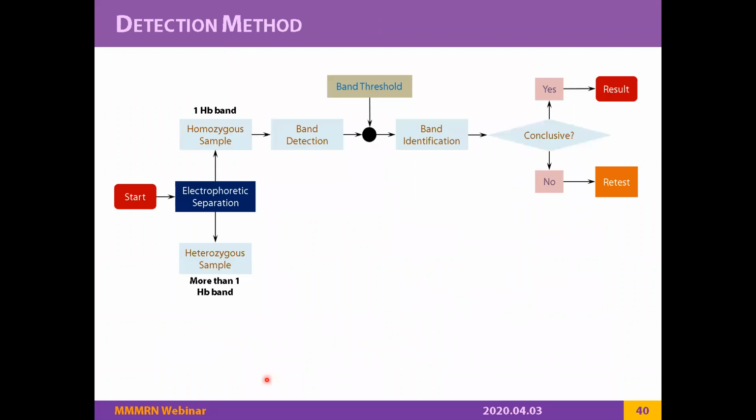So I'm going to quickly talk about the detection method and how it works. There are two different types of hemoglobin results, homozygous or heterozygous. For homozygous, you have only one band. For heterozygous, you have two. When you run the test, we look at the band, we detect the band, and based on some threshold, we identify the band. If it's possible to confidently identify the band, then we just show results. If not, we do a retest.